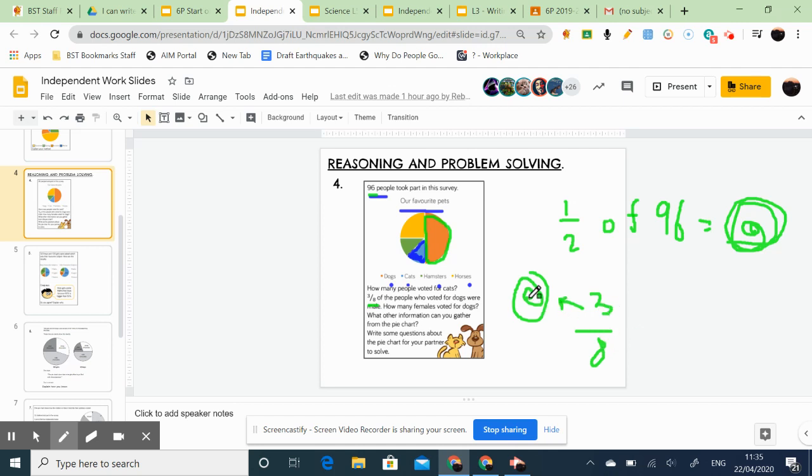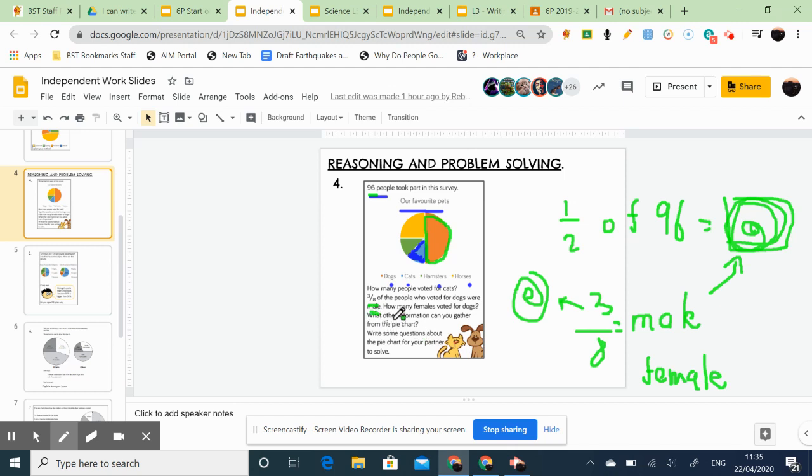Once I've found 3/8 of that, then that tells me how many people were male. Okay, it says there, how many people were male. So then I know the male number. Then what I need to do is find the female number. Find the female amount. I am going to take that amount away from this, whatever this is here, because this was all the people who voted for dogs. And I'm going to take it away, and that'll tell me that information.